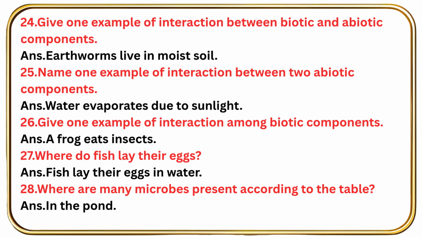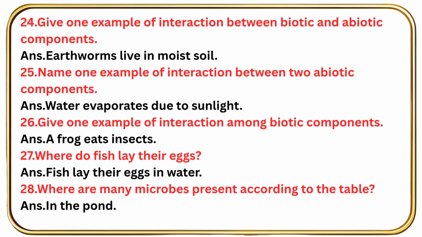Question number 24. Give one example of interaction between biotic and abiotic components. Answer. Earthworms living in moist soil. Question number 25. Name one example of interaction between 2 abiotic components. Answer. Water evaporates due to sunlight. Question number 26. Give an example of interaction among biotic components. Answer. A frog eats insects.